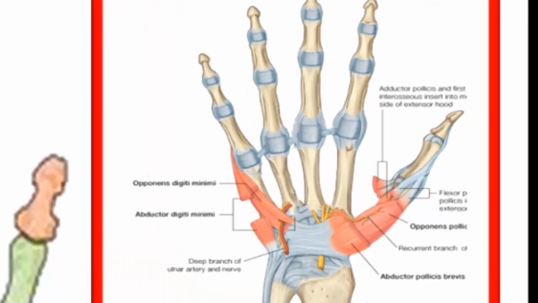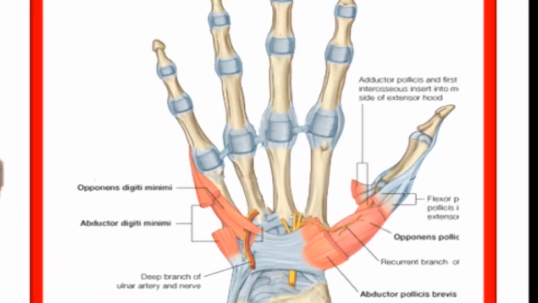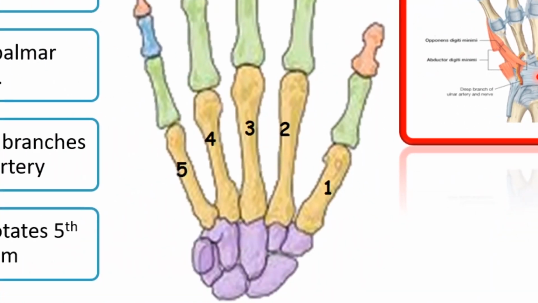So in this chart, we'll be seeing the deeply placed opponens digiti minimi. The origin also is from the hook of the hamate and from the adjacent flexor retinaculum. Here is the flexor retinaculum, and then we know that here, this is the hamate bone, and then here is the hook of hamate. Now, insertion is the medial margin of the palmar surface of the fifth metacarpal.